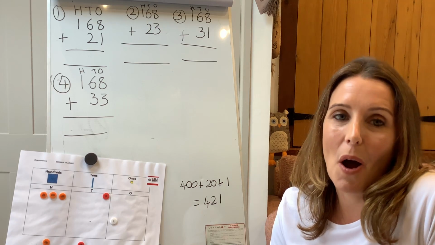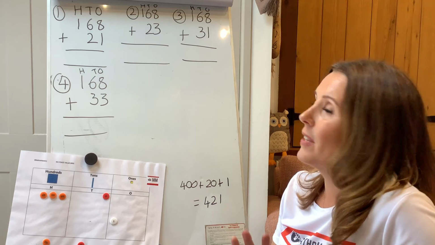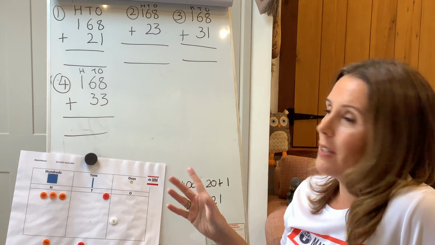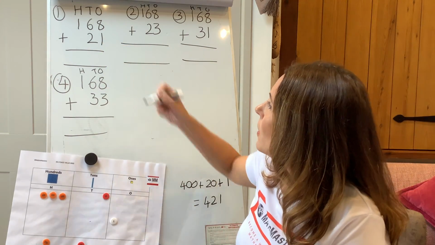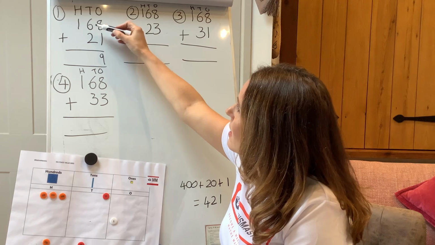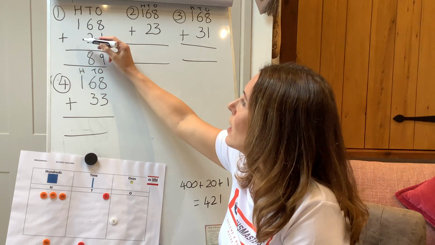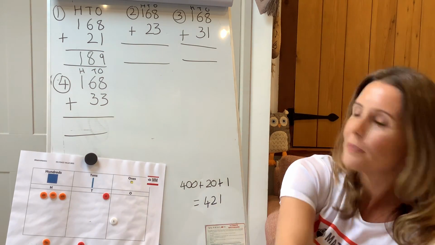Okay, so hope we've had a good go at those ones now and you've seen what you need to do if there's any exchanging going on. So the first one, I hope you notice there's no exchanging for this one. We've got 8 ones and 1 one will make 9. 6 tens and 2 tens will make 8 tens, and 100 and 0 hundreds will make 189 for that one.